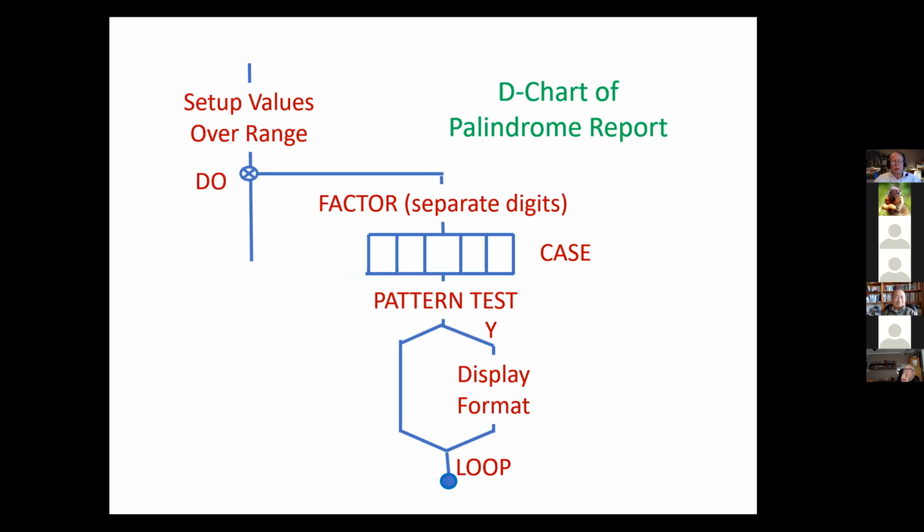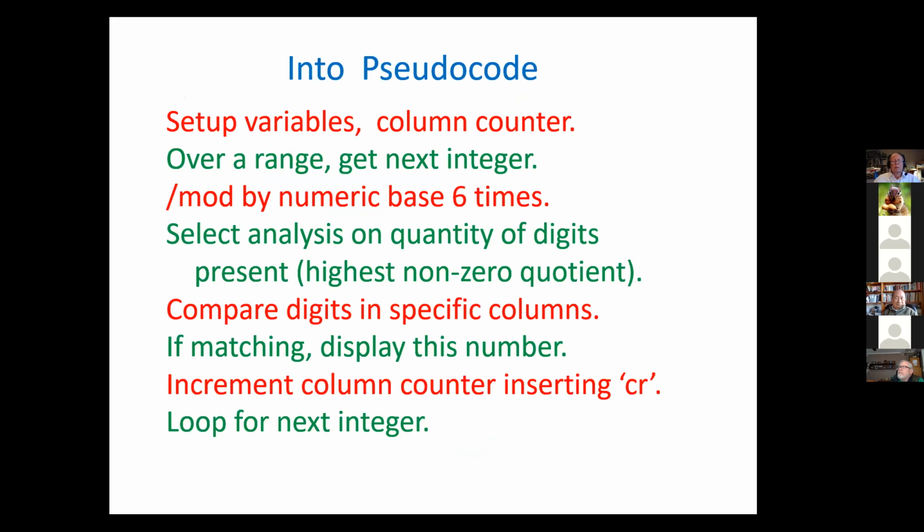I do a D chart on this to get going. The D chart reads fairly logically. Top left, we set up the values and we set up a do loop range of numbers. Factor separates the digits. So if we have from 1 to 6 digits, they're separated out individually. Go through a case statement to figure out how many digits are present. Once we know the number of digits present, we can do a pattern test. And then finally, at the end is a conditional display format. So each of these ends up being a component in pseudocode.